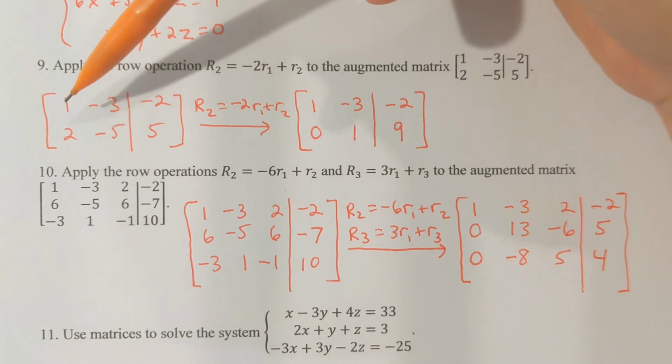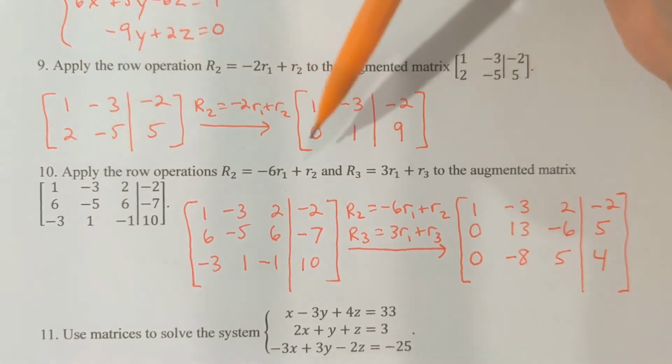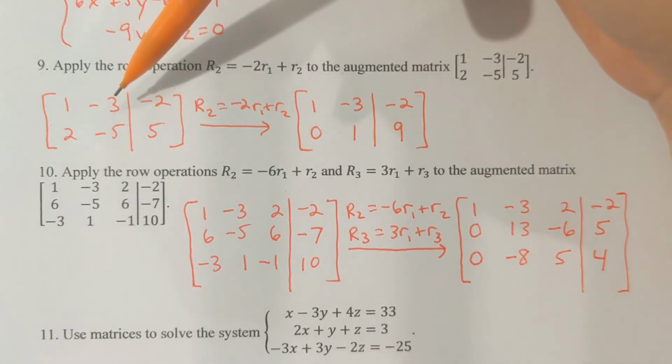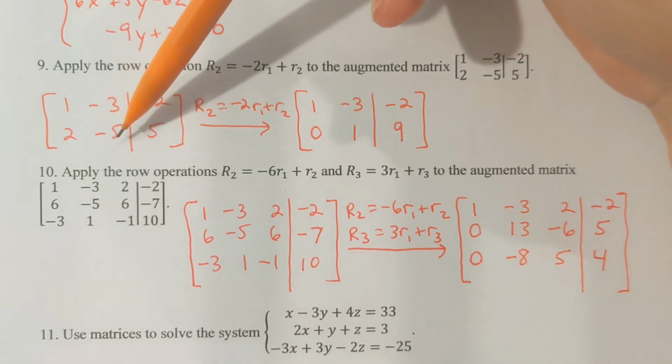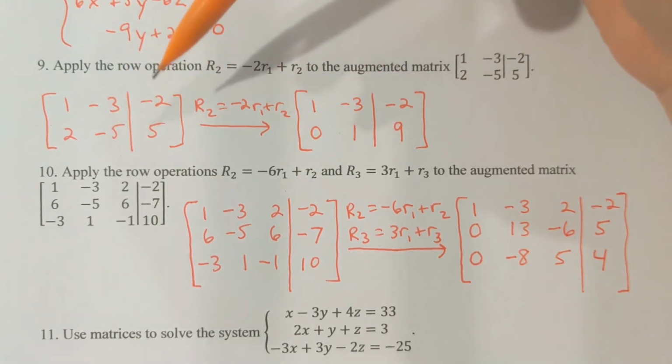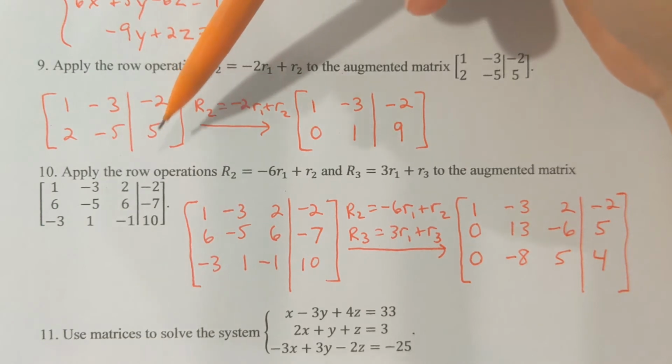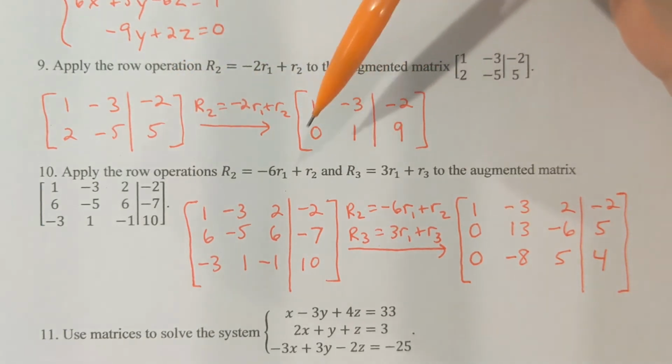So let me do that. Negative 2 times 1 is negative 2, plus 2 is 0. Negative 2 times negative 3 is 6, plus negative 5 is 1. And then negative 2 times negative 2 is 4, plus 5 is 9. Here'd be my new row 2.